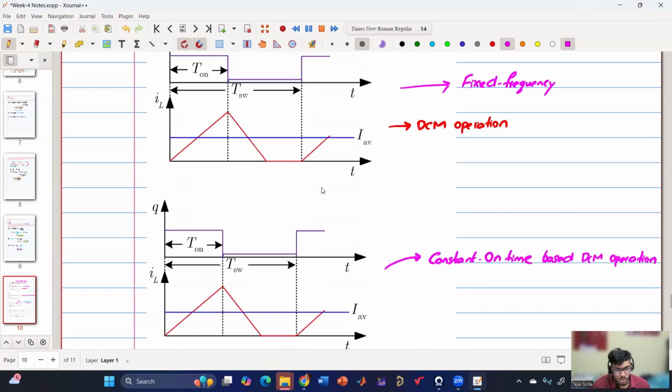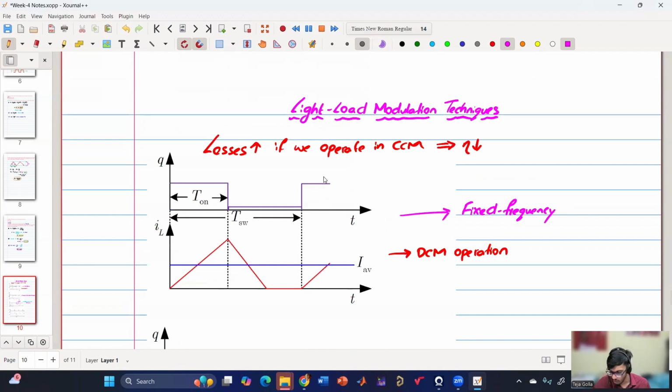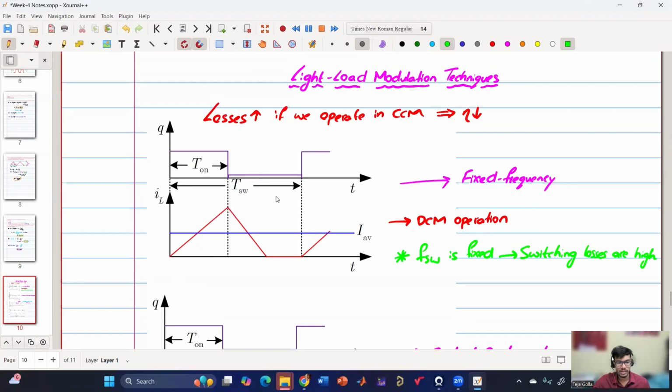So maybe it would be good if I also point out the flaws or disadvantages. In this case, the switching frequency is fixed, right? FSW is fixed. So switching losses can be high, because if I'm operating the converter at high frequency, at light load the switching losses are still high. Say I'm operating the converter at 500 kilohertz, and now it is supplying 0.1 amperes. It is not required for me to operate at 500 kilohertz because the switching losses will be so high, the efficiency will be very poor.